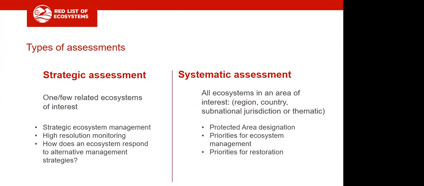The assessments are characterized by the geographic scale or the scope of the assessment, but also by how many units we are assessing at any given time. So in this sense, we recognize two different types of assessments. Strategic assessments, first, are the ones that look into just one ecosystem at a time. It might be a critical ecosystem, a very culturally important ecosystem. It could provide valuable ecosystem services. So we're just looking at one unit at a time.